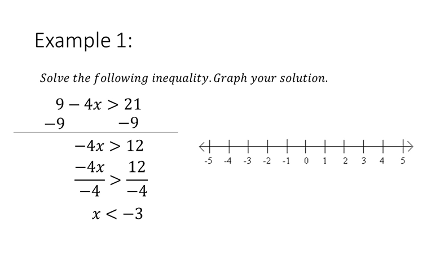Now there's no line or bar underneath the inequality, so that means that there's an open circle at negative 3. And since x is less than, we're going to be shading to the left.